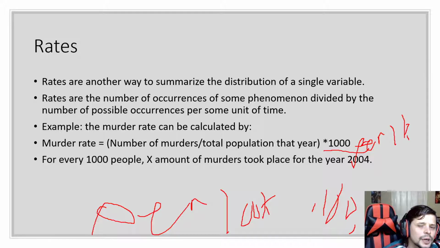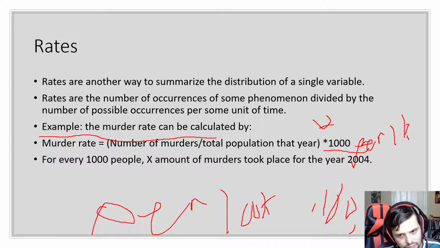So there's another way to summarize the distribution of a single variable. Rates are the number of occurrences of such phenomena divided by the number of possible occurrences by some unit of time. For example, the murder rate can be calculated by this down here: number of murders divided by total population that year, multiplied by however many per number you want, per 1,000, per 10,000, per 100,000. So for every 1,000 people, X amount of murders took place for the year 2004.